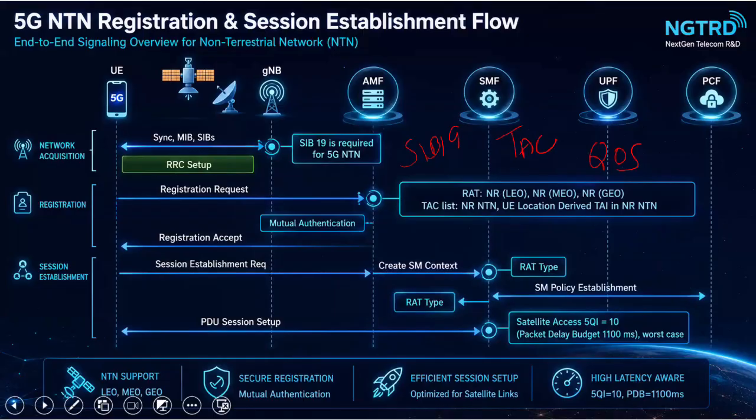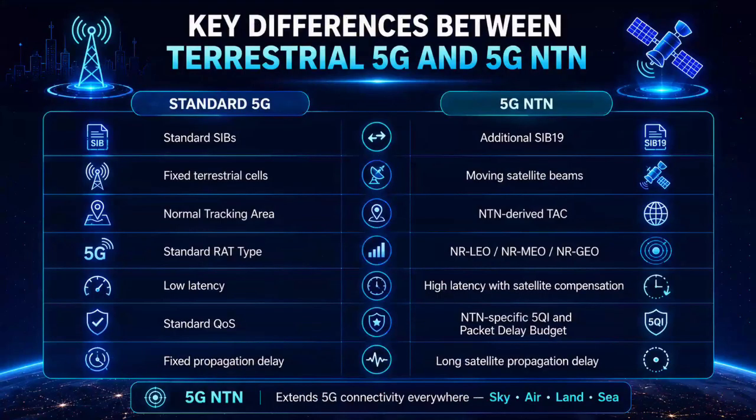Okay, so let's jump to the next topic. We have just discussed various differences between TN and NTN. Let's summarize the differences according to the call flow. First, in case of TN, we have standard SIBs, and in case of 5G NTN, an additional SIB 19 is introduced, right?